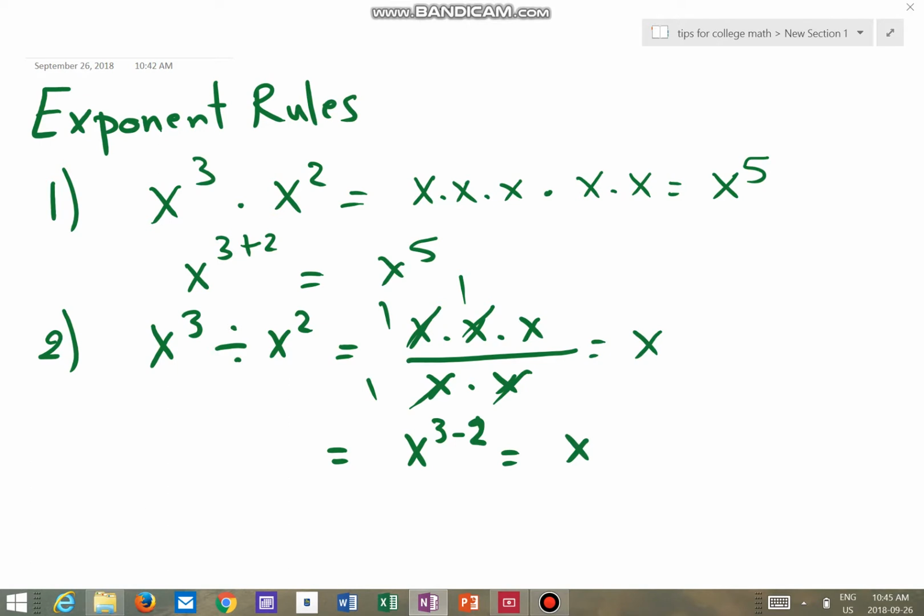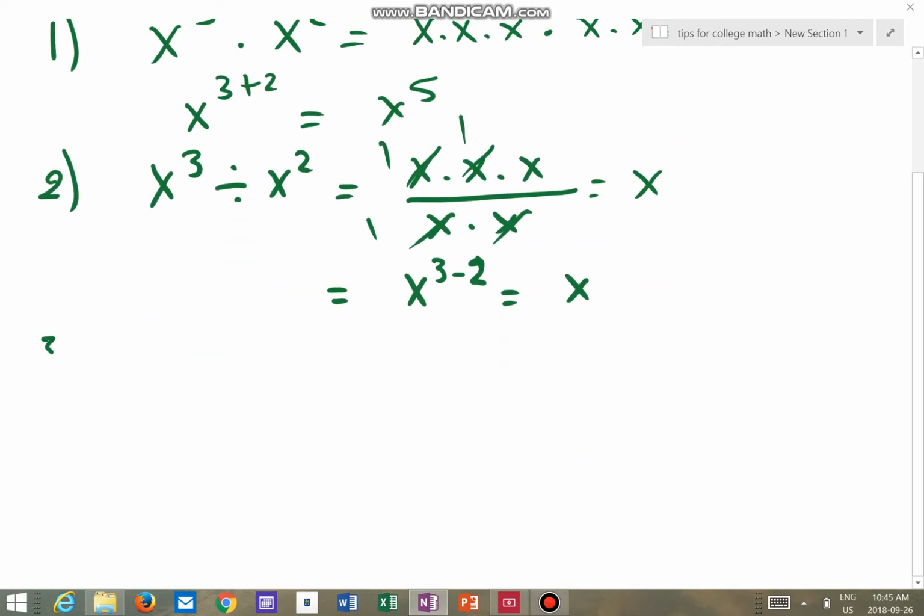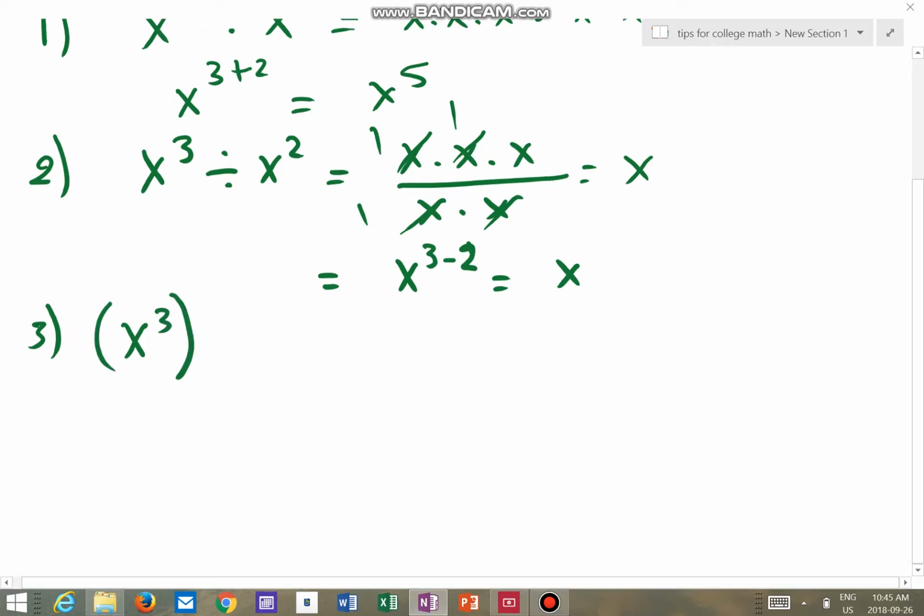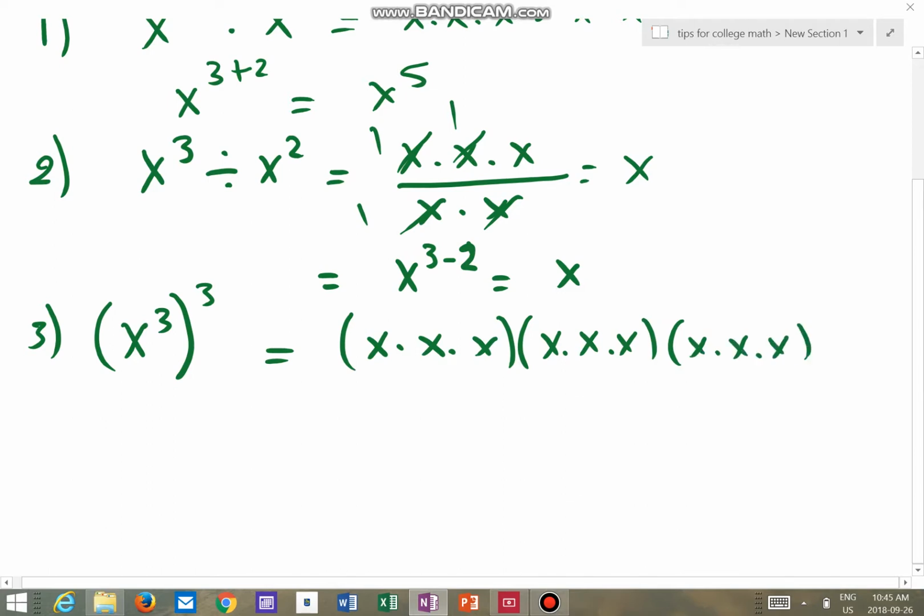Okay, third rule is when you have a power and outside the bracket you have another power. Let's say x cubed to the power 3. That means I have x times x times x multiplied by itself 3 times, right? So in this case, I will end up having x to the power 9. So in essence, when you have a power to a power, that means you are to multiply these two numbers. So x to the 3 times 3, or x to the 9.